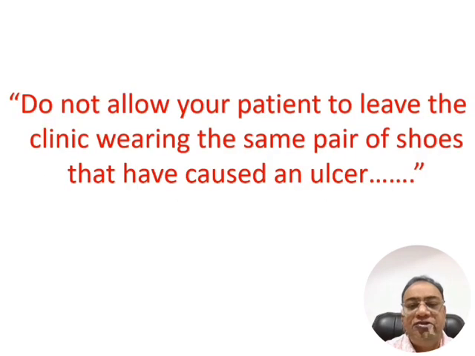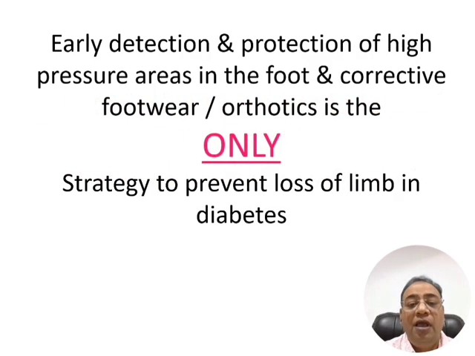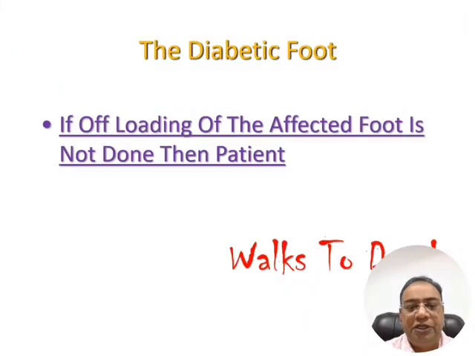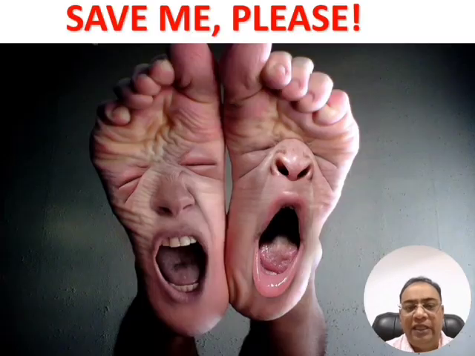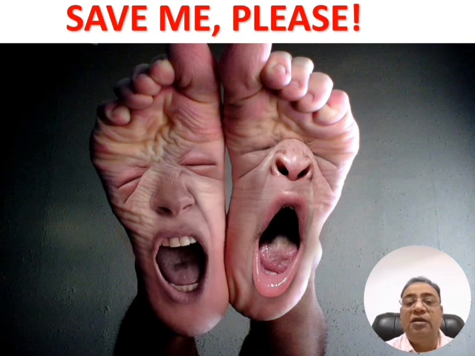Do not allow your patient to leave the clinic wearing the same pair of shoes which has caused the ulcer. Early detection, protection of high pressure areas in the foot, and corrective footwear or orthosis is the only strategy for preventing limb amputation in a diabetic patient. If offloading of the affected limb is not done, then the patient will walk to his own death. Every diabetic foot is calling us, please save me, please save me, please save me.